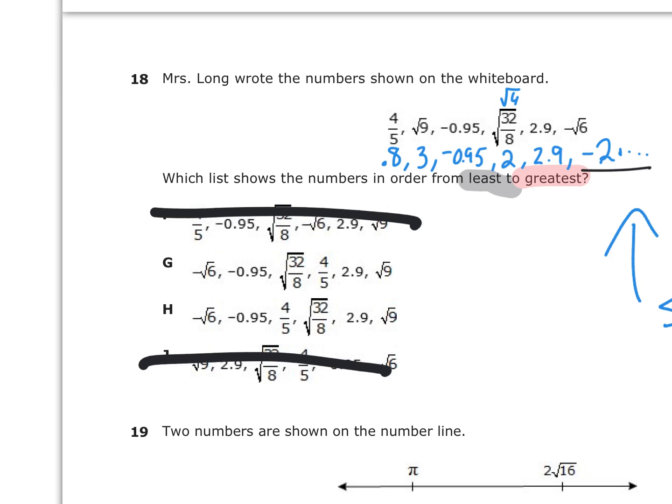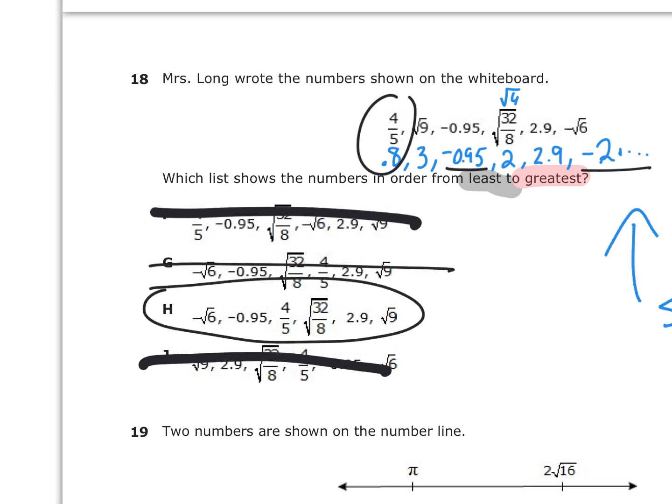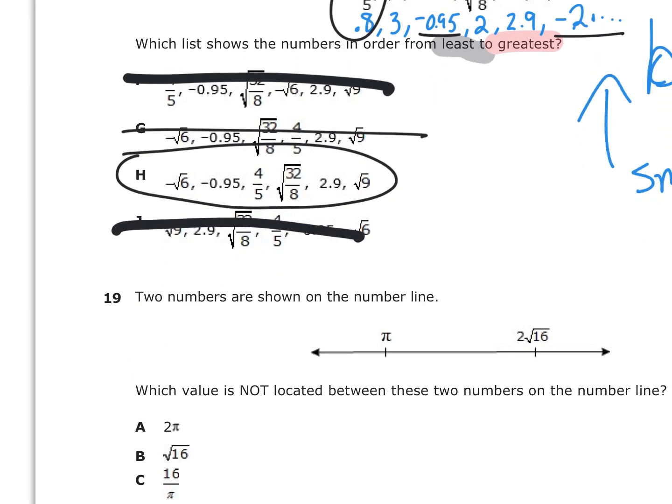So you notice I'm just doing this in a way that is going to reduce the amount of work that I have to do. What has to come next? The other negative. Okay, so those both are good. And then what is the next smallest? 0.8, 3, or 2? 0.8. So that's the third number, not this. Must be H.